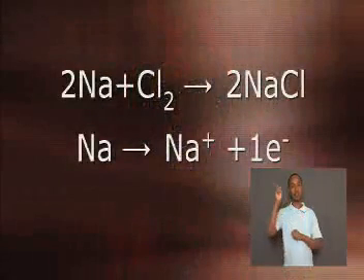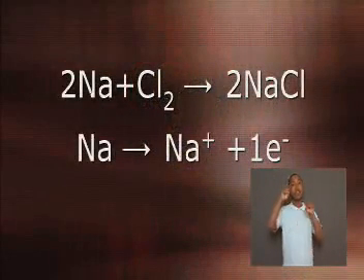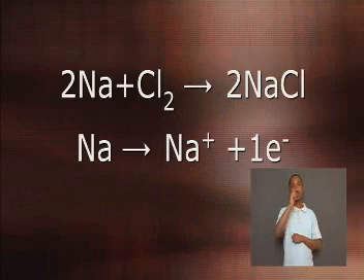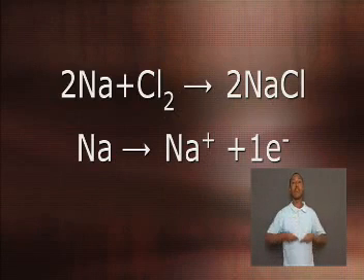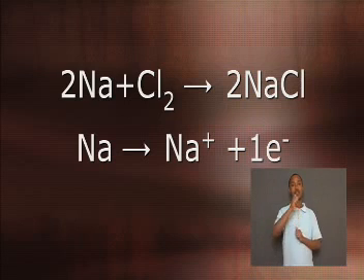Oxidation is the process in which a substance loses electrons in a chemical reaction. Let us look at an example. For this reaction of sodium and chlorine to produce sodium chloride, each sodium atom has lost one electron and has turned to a sodium ion. This means that sodium has oxidized.